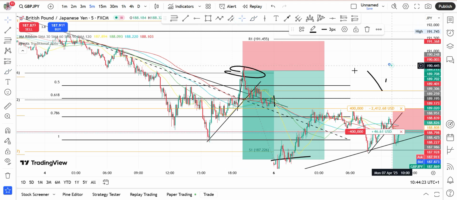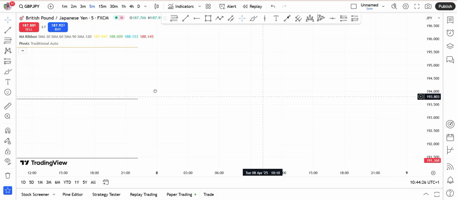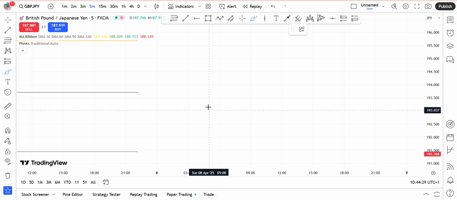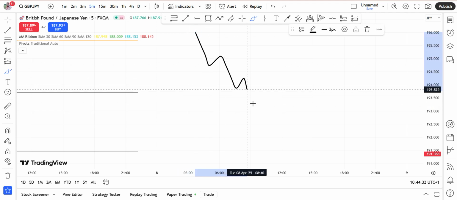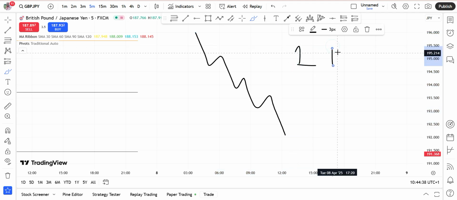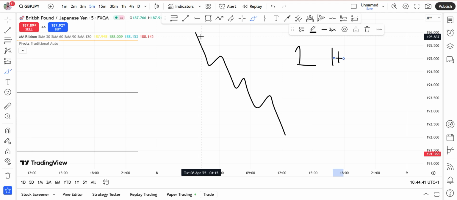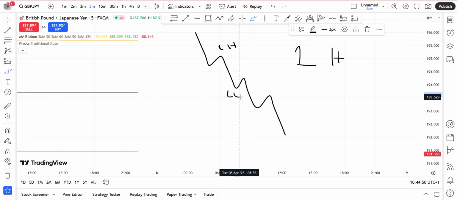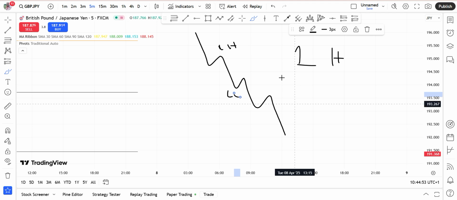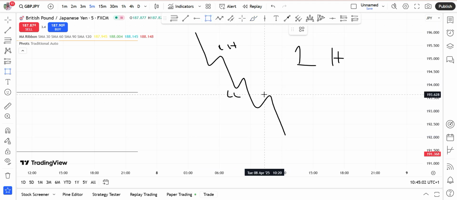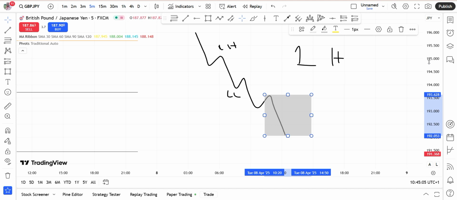Okay, what else? Let's see here. So let's say that we have a momentum to the downside on the 1 hour time frame, okay. You see the price creates lower highs and lower lows. So you have a momentum to the downside. Okay, so now the price did its move here. Okay, let's focus on this move here and what we're gonna do.